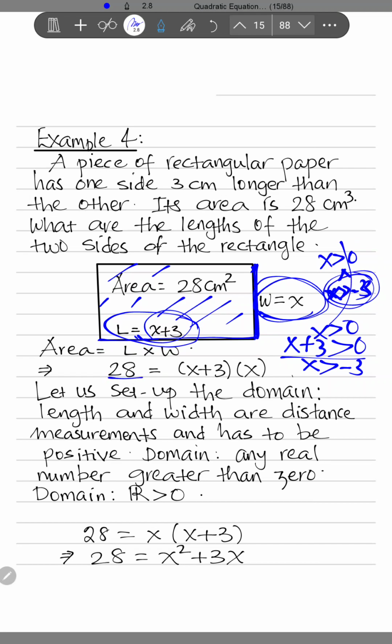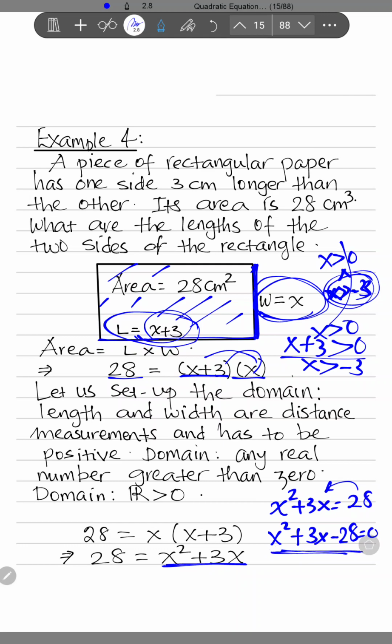So area 28 is equal to x plus 3 times x. When we distribute this one, this is x squared plus 3x. So the equation is that x squared plus 3x is equal to the area 28. Then x squared plus 3x, move it here, minus 28 is equal to 0. When we move it to the other side of the equality sign, we give it a minus sign.